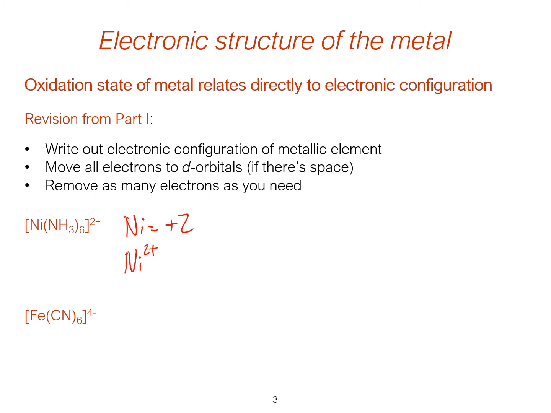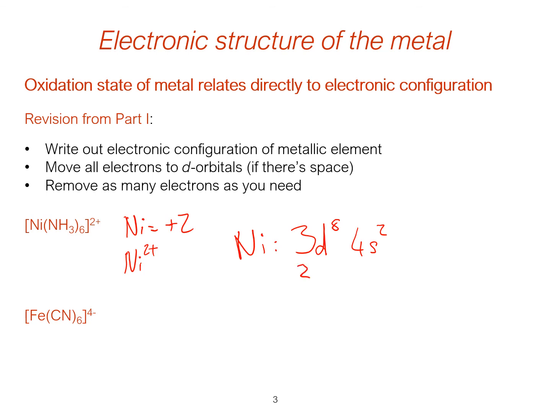So then to get from what we've worked out with the oxidation state to the electronic configuration, we first need to write out the electronic configuration of the metallic element, which for nickel is 3d8 4s2. Now the second step is to move all the electrons into the d orbitals, because as I said in that first video, when a metal ion comes into a compound, the electron repulsions in the d orbitals are minimized, so it's actually more favorable for all the electrons to be in the 3d orbital rather than the 4s.